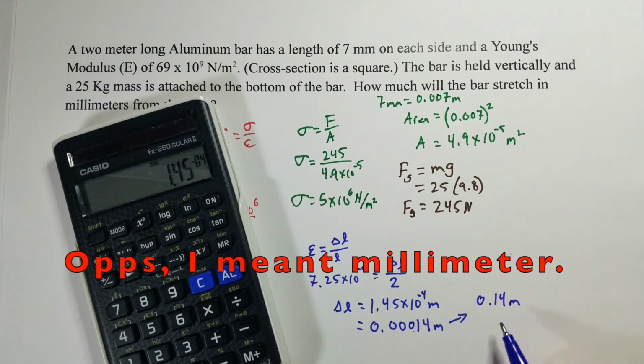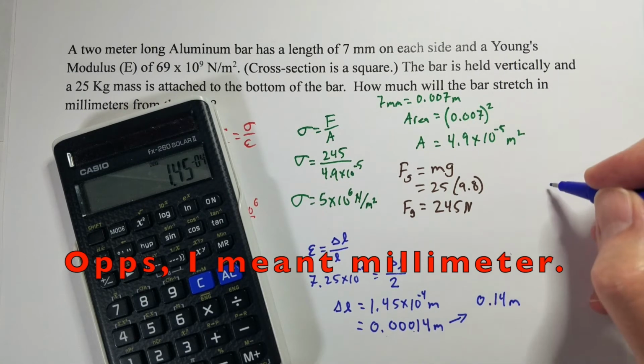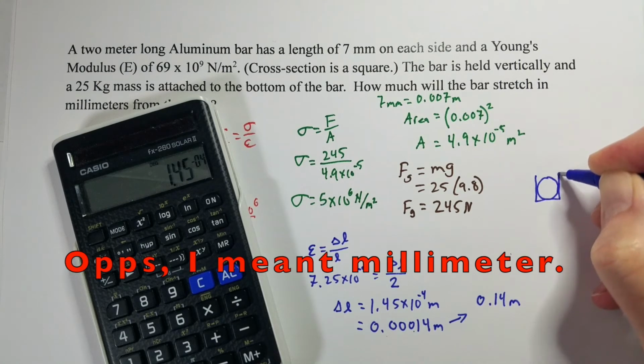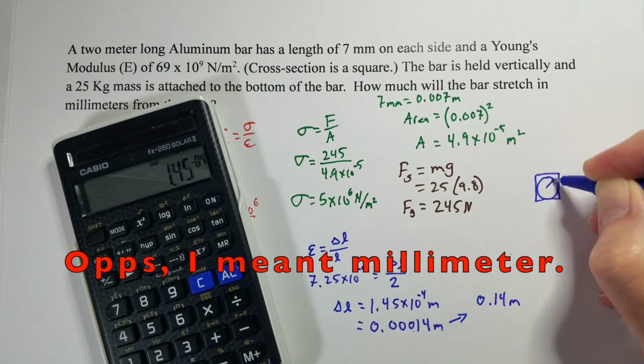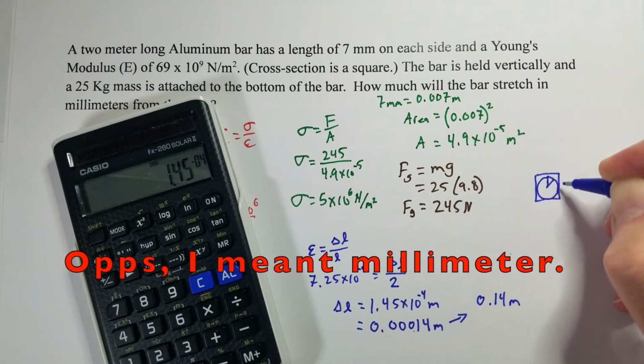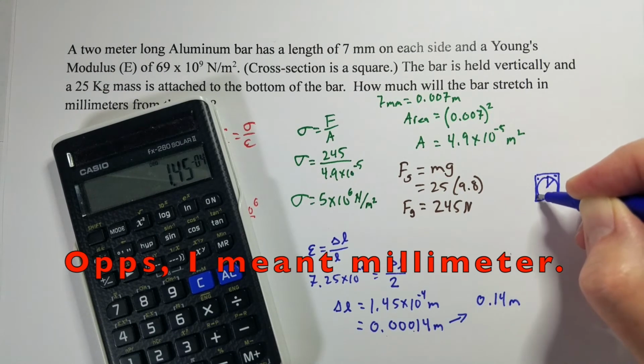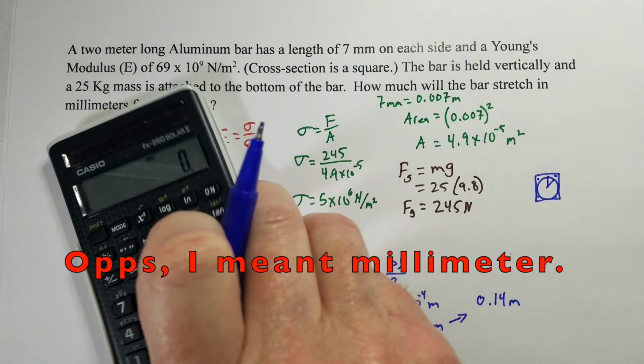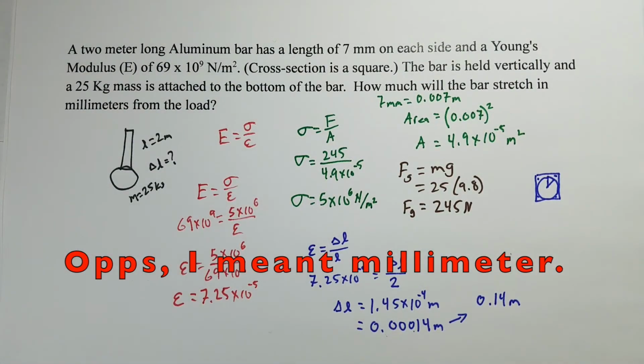So it doesn't stretch as much. The other one stretched 0.18. This one stretches 0.14 because there's more material there. Going from a cross-sectional area of a circle to a cross-sectional area of a square with the same radius, you've got this extra material that keeps it from stretching as much. Let's do one more example, and this time let's actually figure out what Young's modulus is.